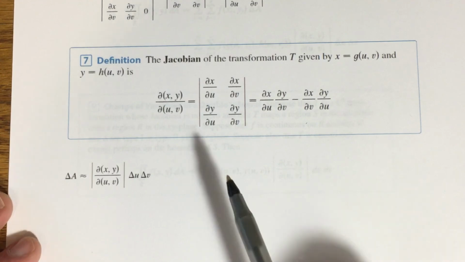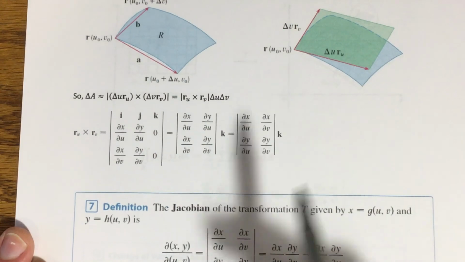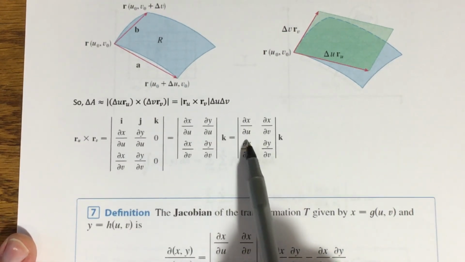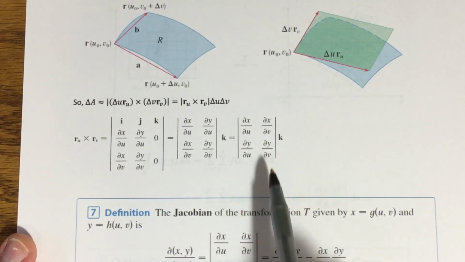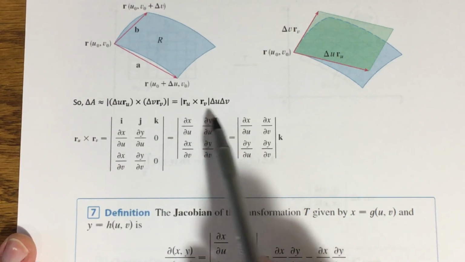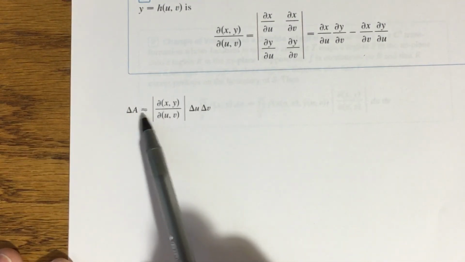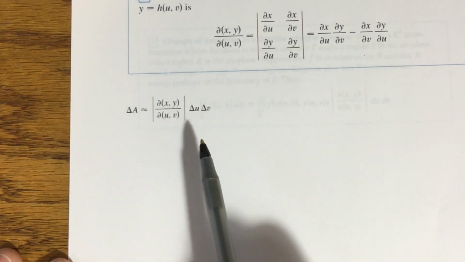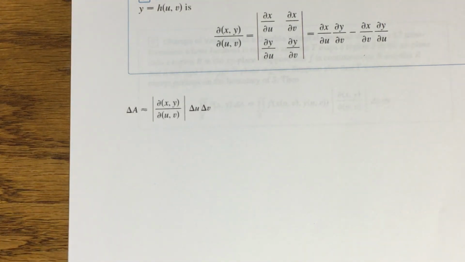Okay, so based on our previous discussion, that Jacobian would actually be the magnitude of this vector right here. So I can replace this magnitude of R_u cross R_v with that Jacobian, and this is where I get the approximation for the area of that region R. Okay, this is a very long derivation. We still haven't gotten to the part where we start talking about an integral or a double integral, and we'll get to that part in the next video.